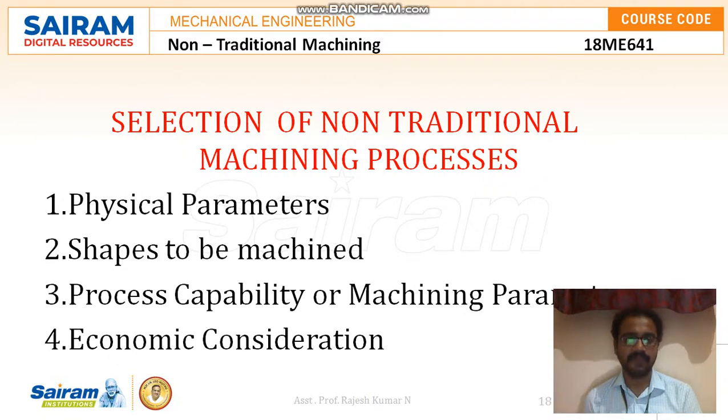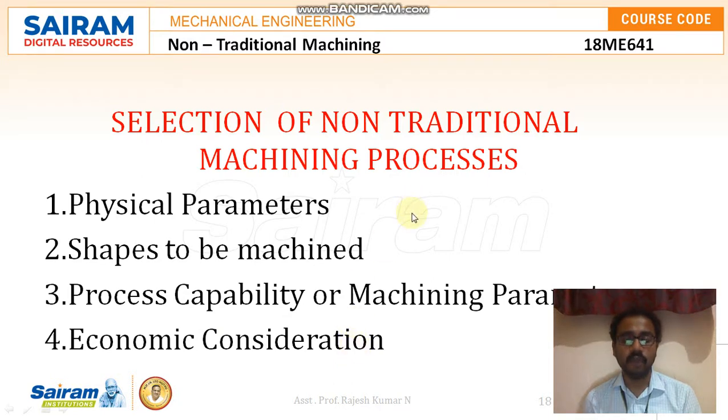We will see. Under selection of non-traditional machining processes, we have four major parameters, or considerations. So, what are they? First one is physical parameters. Second one is shapes to be machined. Third one is process capability or machining parameters, and fourth one is economic consideration.